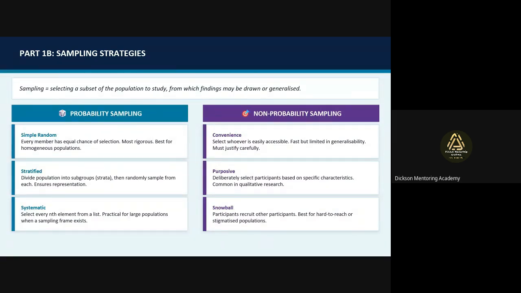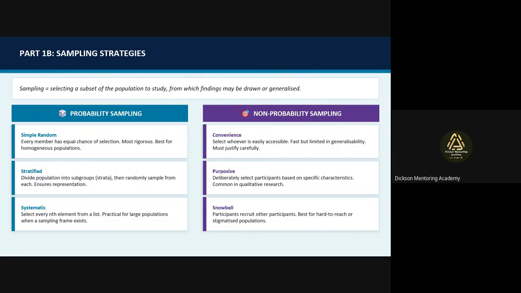You select a portion of a population to study, and this is done because studying everyone is often impossible, very expensive, and time-consuming. So because you cannot study everybody in the population, you have to choose a subset to study. And that is where sampling comes in. And like we said, the types of sampling could be probability sampling or non-probability sampling.